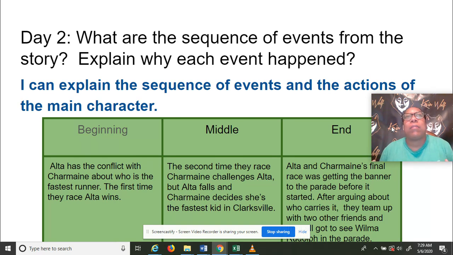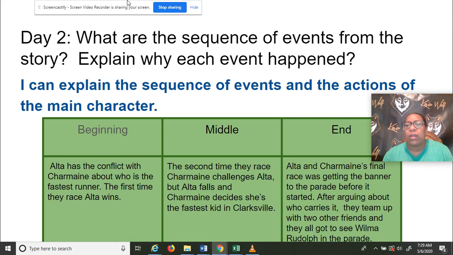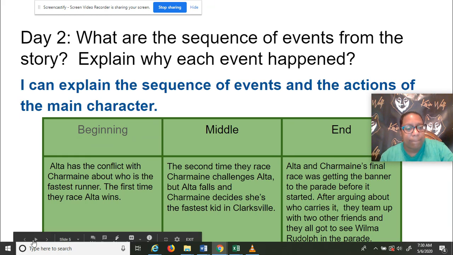But then at the end, remember, it had to be a third race. After arguing about who was going to carry the banner, they had to work as a team. They were passing the banner along, and there were four girls who had to help in order to get it to the parade in time, and then they could see Wilma Rudolph, who they loved and adored and wanted to be just like. And again, we just saw why they wanted to be just like Wilma Rudolph. That was their motivation. When we put this together, we understand the sequence from the beginning, the middle, and the end, and it leads us to putting all the ideas together and understanding the story.